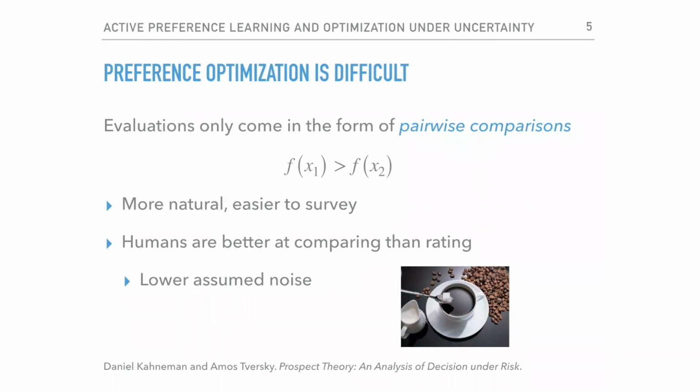So the real question is, how could we design such a system so that it could work with pairwise comparisons and help us identify the best product that maximizes a user's preference? And that's what we will be learning to do in this talk.